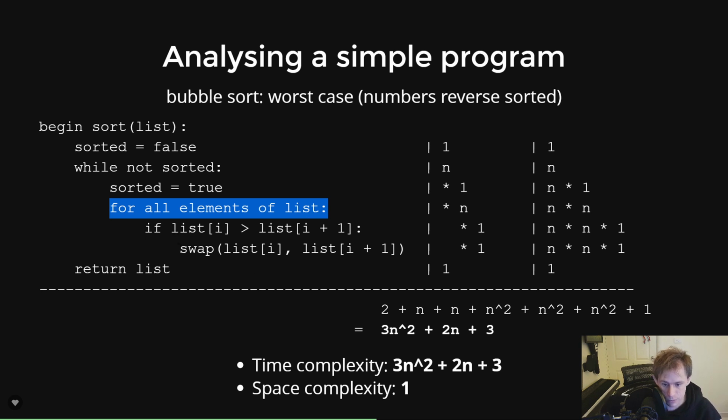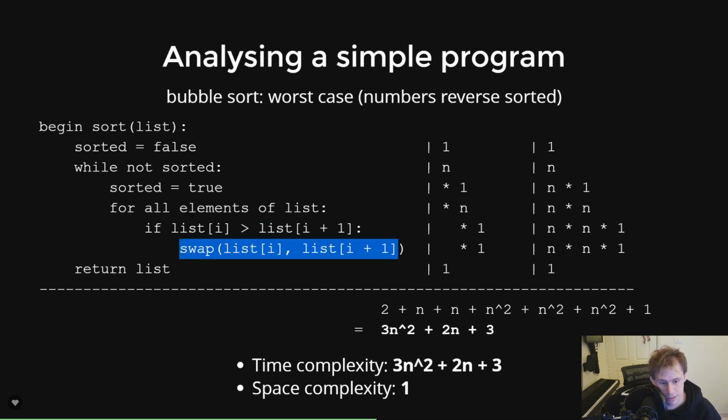And then if it's this, we swap it. Again, I times this one by one. Notice again that I'm not indenting this because of the if statement. It's only the loops that we indent stuff in. And then the last line here, return list, we assume that is also just one operation.